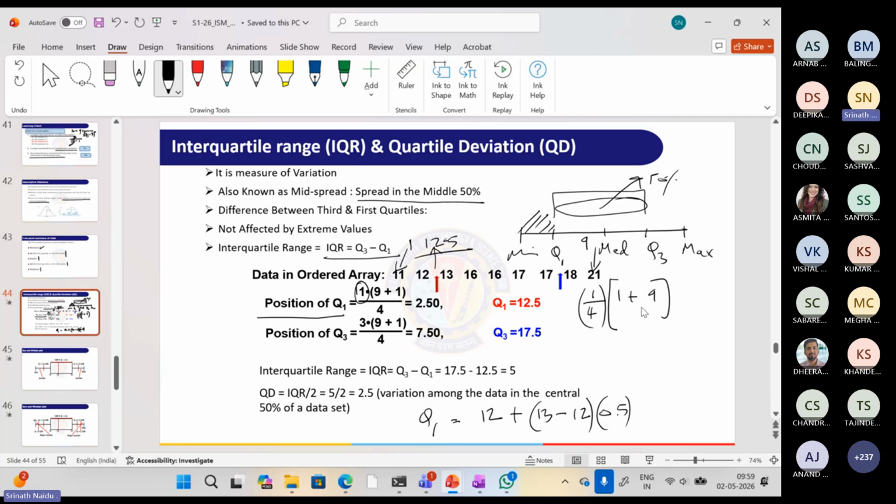So what would be the median of this data? It would be, okay, between 16 and 17, right? No, not between 16 and 17. So the median will be 16, because there are 4 elements to the left of this, 4 elements to the right of this. Because it's an odd number of data points, this is the median.